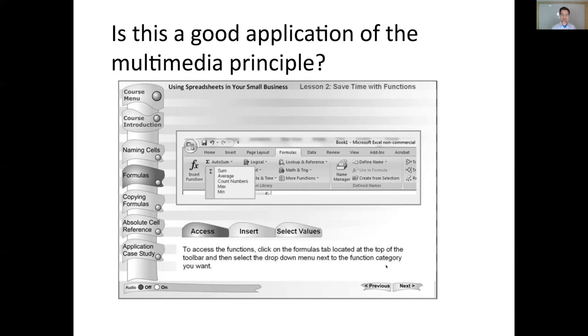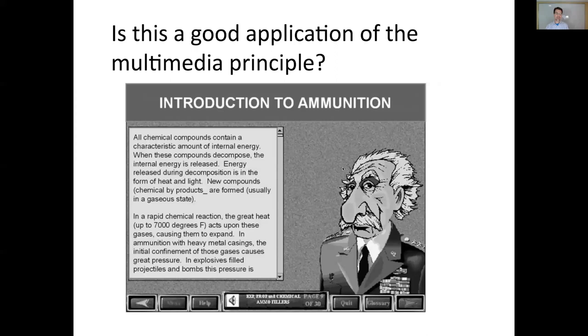So we have a verbal description and we have a visual display, right? So we have the two elements of the multimedia principle. How about this one? We have words here, and this is about ammunition. So you have to think about the instructional goal, that's clear, right? We have a description about ammunition. We have an illustration here, but is this a good application of the multimedia principle?